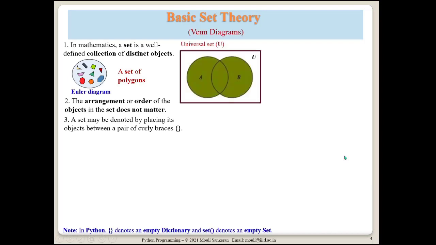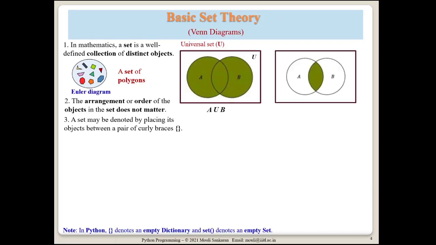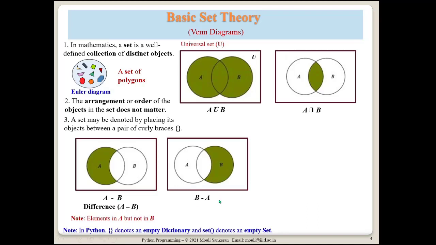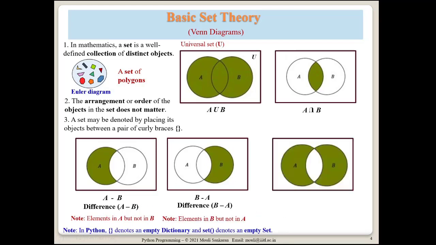Very good. So universal set, A, B, two sets. A union B covers all the elements in them. A intersection B and A difference B, A minus B. The color shaded area is what I am saying here: elements in A but not in B. Here, elements in B, not in A, the difference of B minus A. So A minus B and B minus A are different if the sets are different.